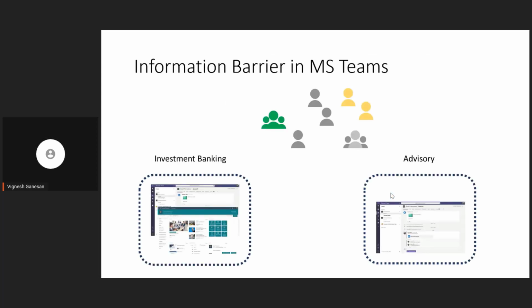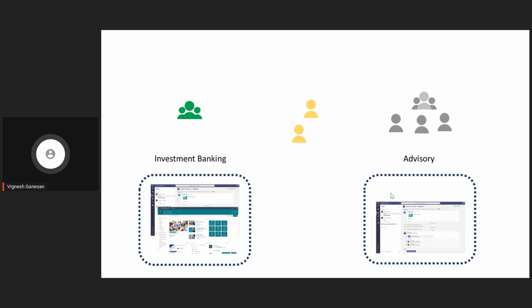Okay. Information barrier in Teams. This is something about how you can build an ethical wall between two different teams in an organization, right? Say for instance, if you want people from one team not to be talking to people from a different team. There should not be any kind of communication at all. No chat, no document sharing, no meeting, no calling, nothing, right?